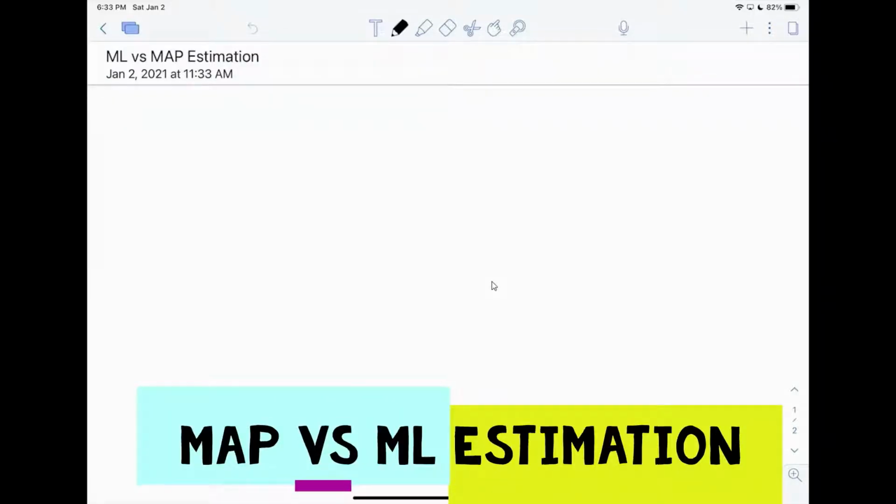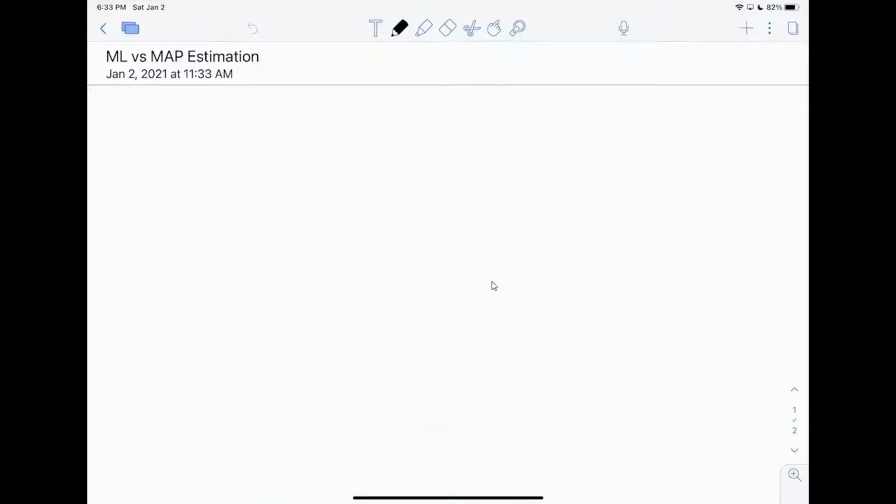Hi everyone, today I would like to discuss two very important concepts in estimation, namely maximum likelihood and maximum a posteriori estimation.